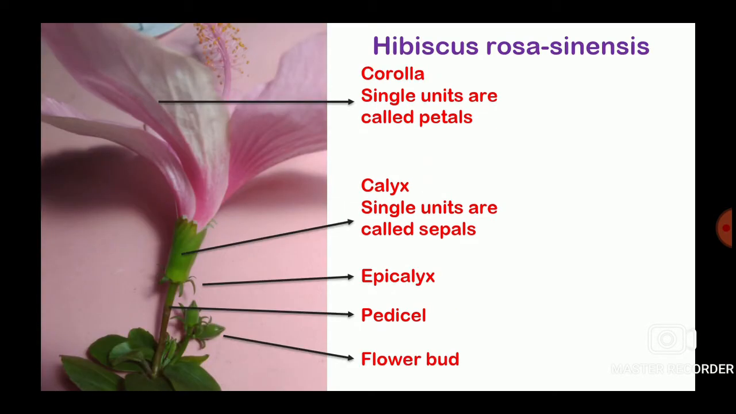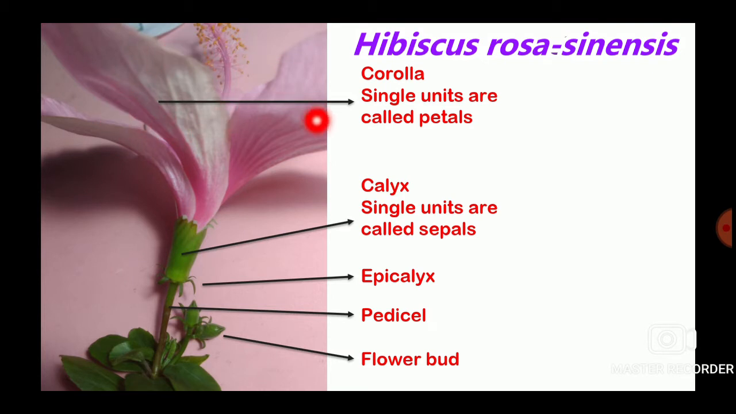Now let us try to study a mature flower. So here we have this flower called Hibiscus rosa sinensis. This is a very common flower. I'm sure you all have seen this. So here you see that the colorful part is actually the petals, or we can say this is the corolla, and the single units are called the petals. And below that we have the green structure which are the sepals, and they join together to form our calyx.